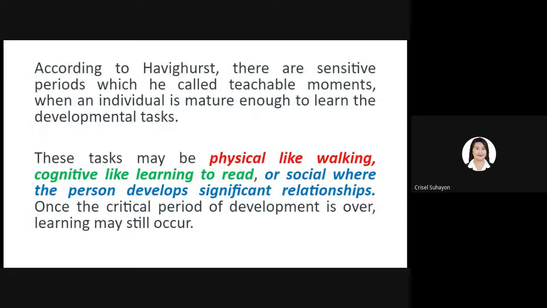Okay. So according to Havighurst, there are sensitive periods which could be called teachable moments when an individual is mature enough to learn the developmental tasks. So for example, this task may be physical like walking, cognitive like learning to read, or social where the person develops significant relationships. So once the critical period of development is over, learning may still occur.